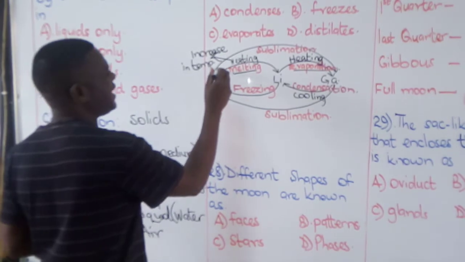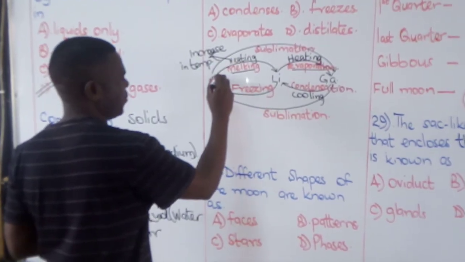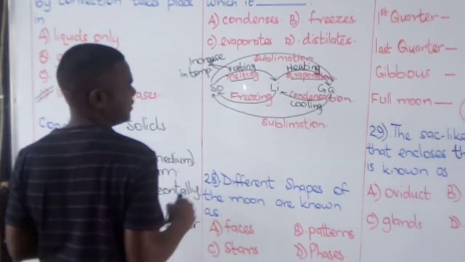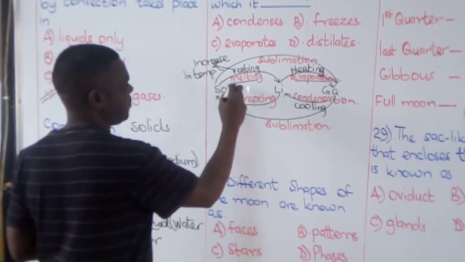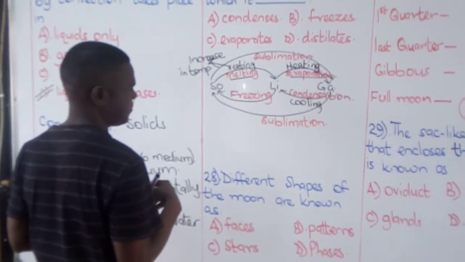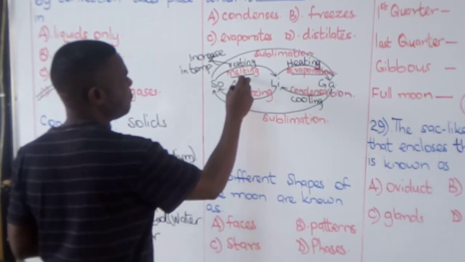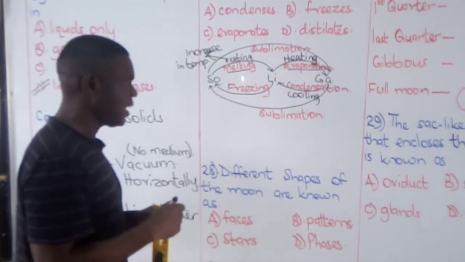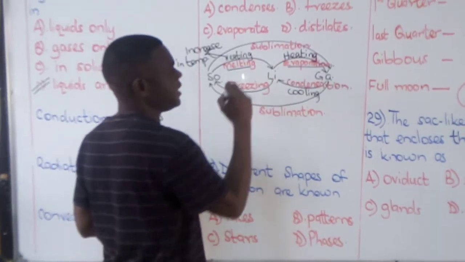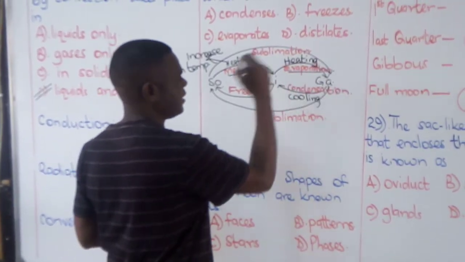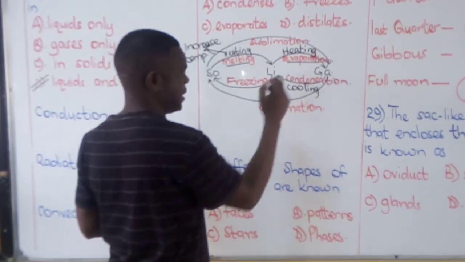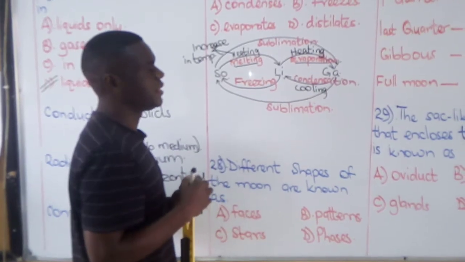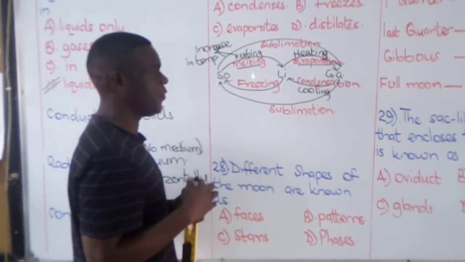And so, when you apply heat, you heat a solid. On heating, the solid melts. That means the process that takes place is called melting. After melting, the solid changes its state to liquid. If you heat the liquid again, the liquid evaporates. Evaporation is the process by which liquids change to gases. That's evaporation.